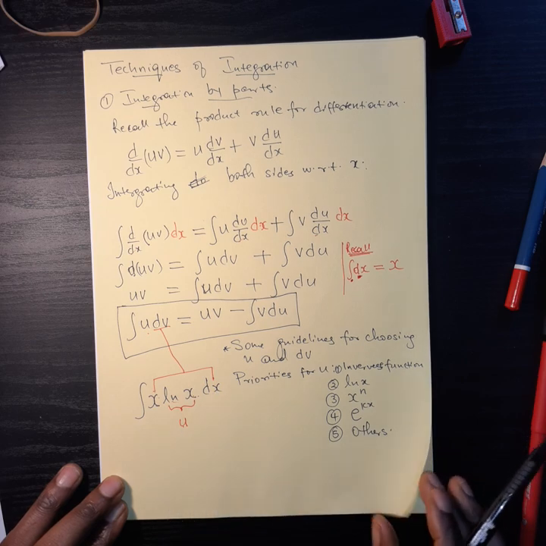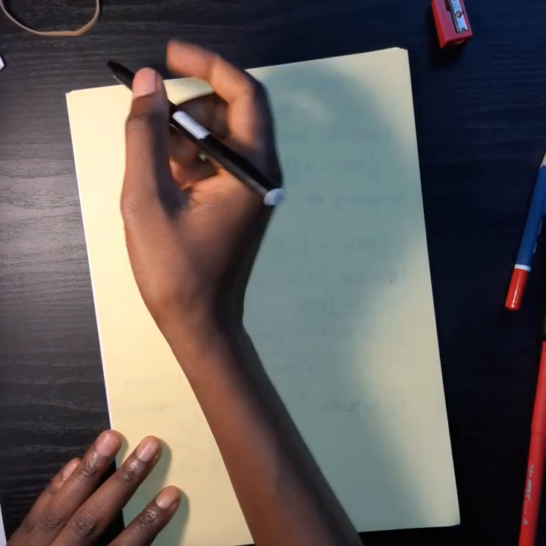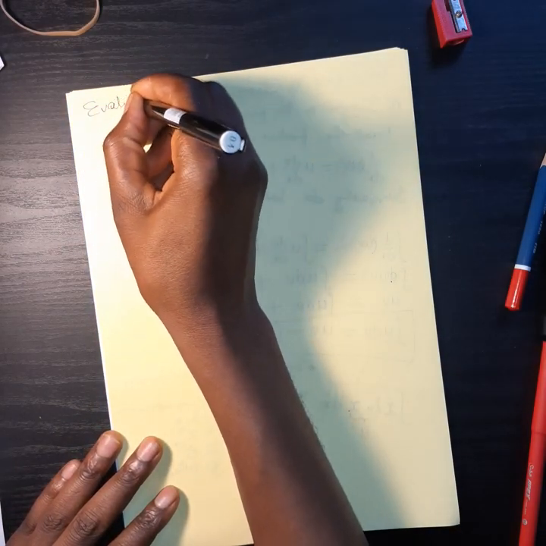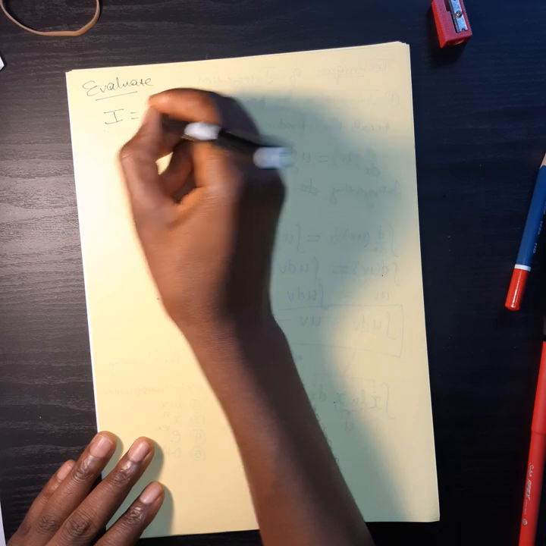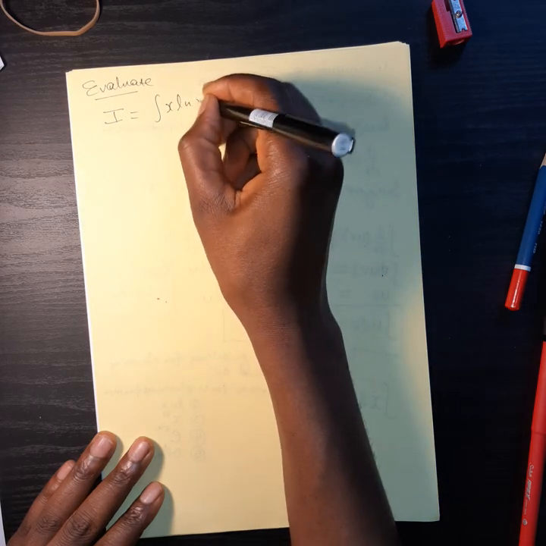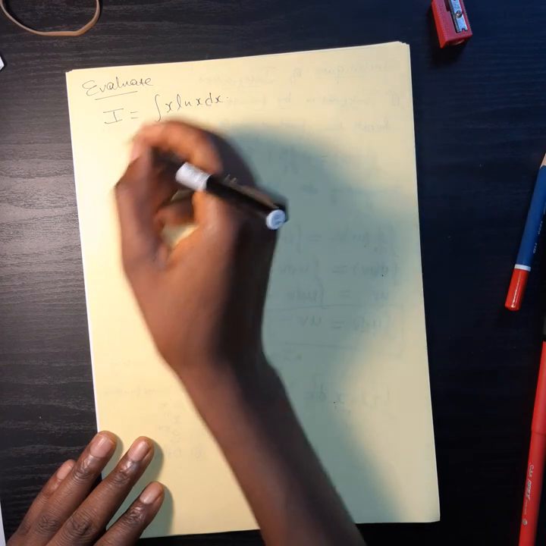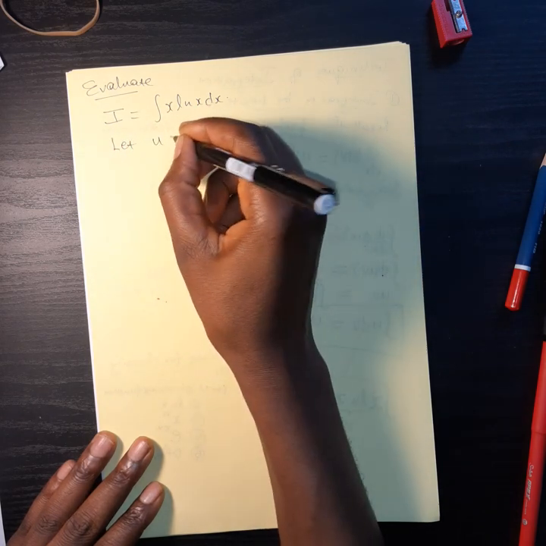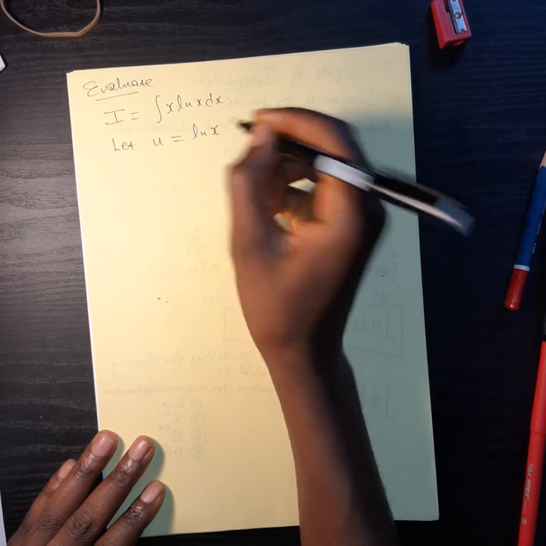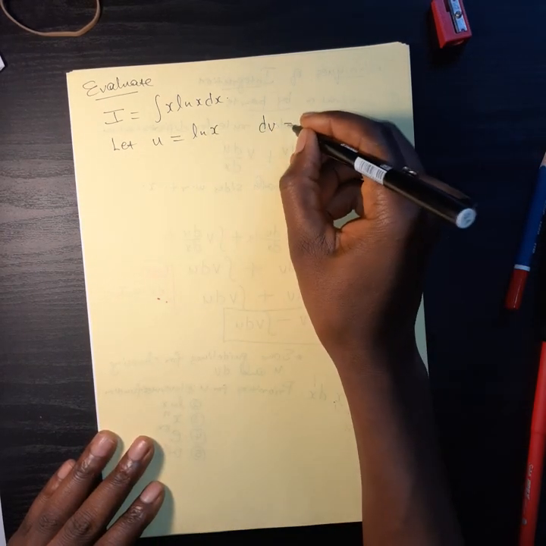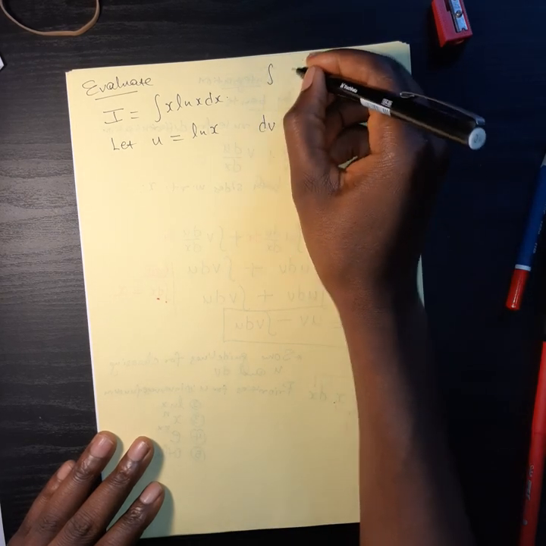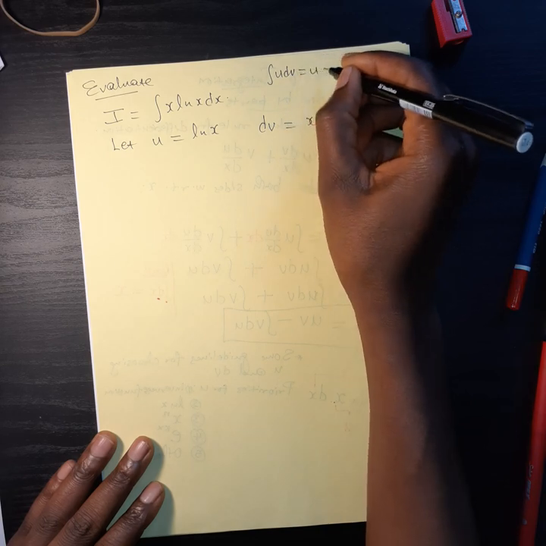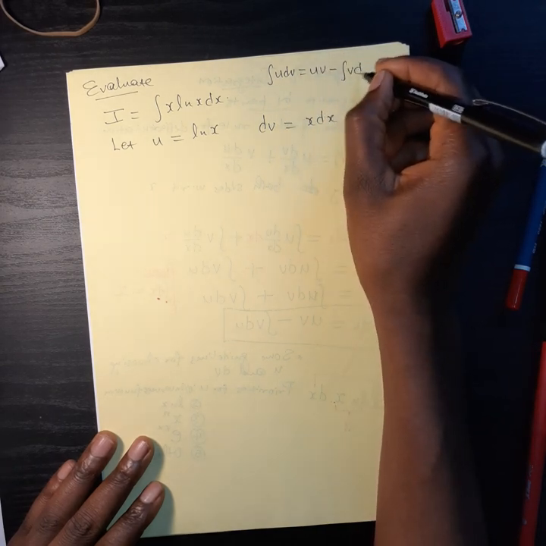Maybe we should use this one as an example. So if we are to evaluate or integrate, let us call it I, the integral of x ln x dx. We have said that we will let our u be the ln of x, then the rest will be dv, x dx. Remember, we are interested in the integral of u dv, which is equal to uv minus the integral of v du.